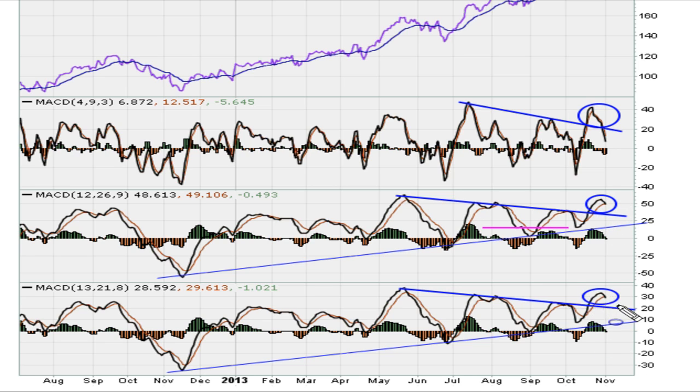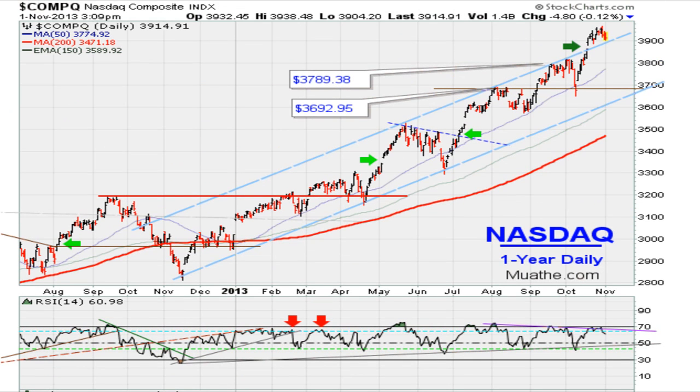So this crossover outside the wedge formation is what we discussed in the educational part, the early part of this video. So this could be a significant crossover and could be telling us the market is going to be poised to go lower in the coming days and weeks based on that crossover of the MACD.